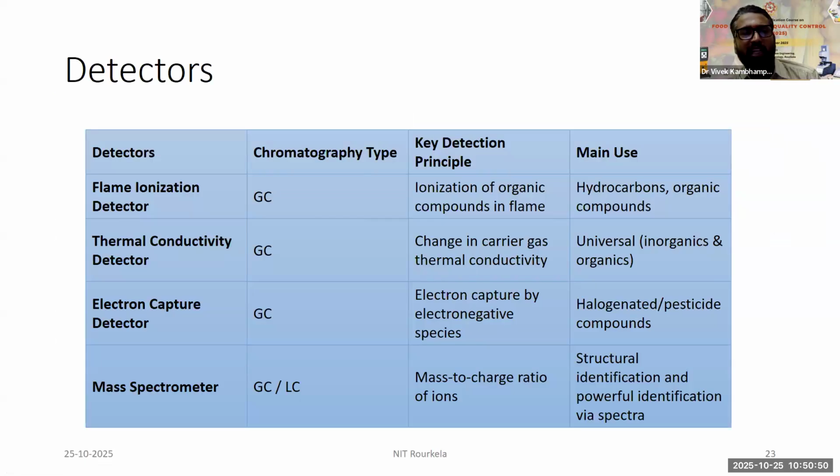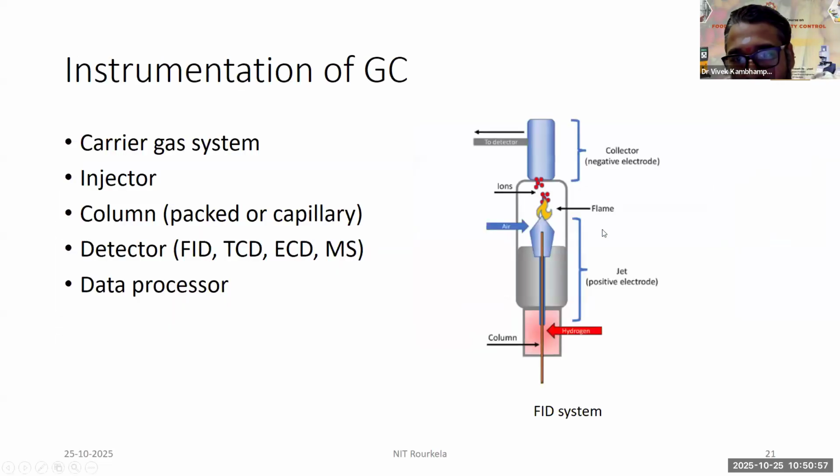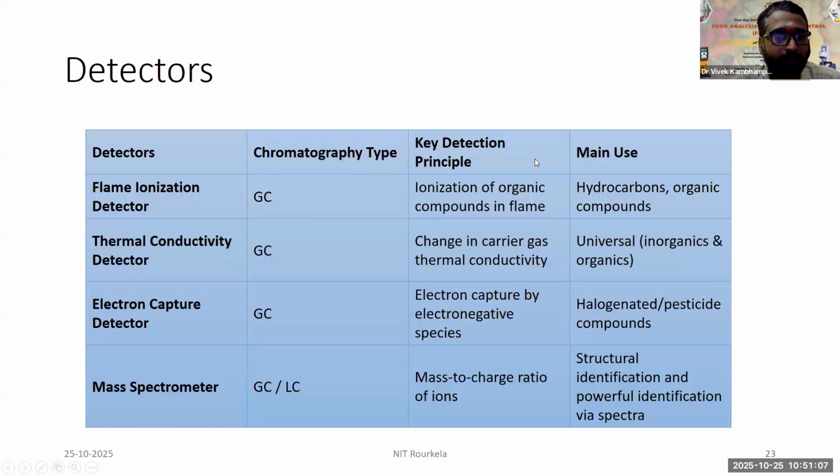Okay, so FID detector, flame ionization detector. Flame ionization, because of the flame, ionization will happen, right? The ions will be traveling towards the detector. Then the key detection principle is ionization of organic compounds in the flame. The main use will be hydrocarbons, organic compounds.